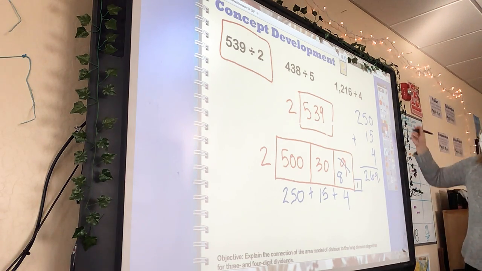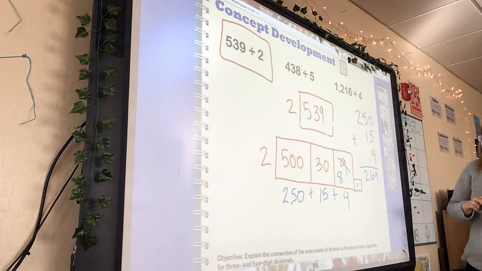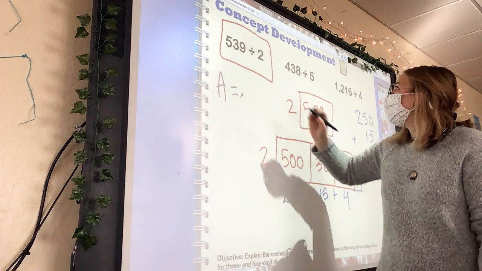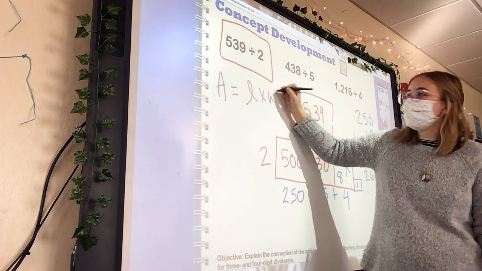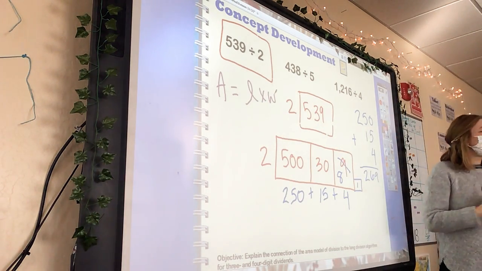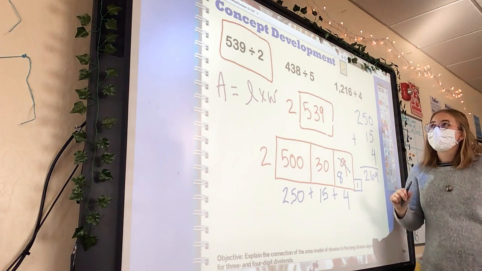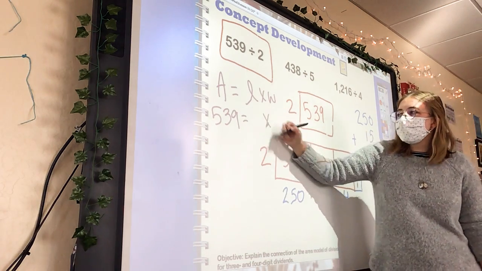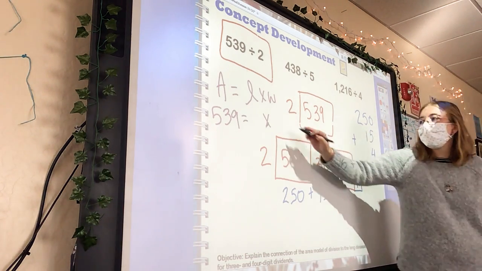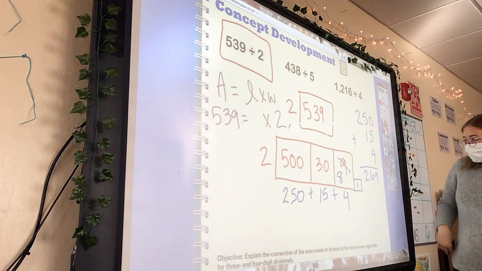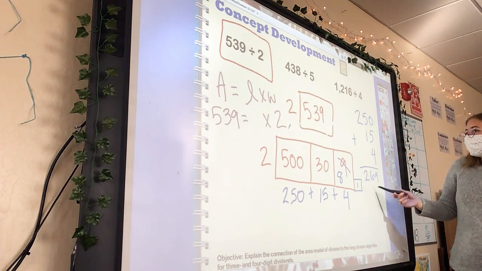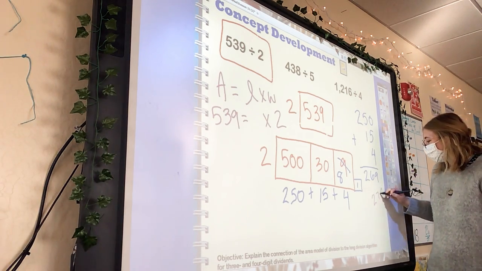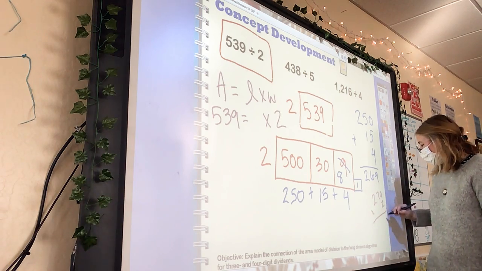All right. So thinking about the area formula, okay? Area equals length times width. In this problem, class, what's the area? 539. What was the width? What did we divide by? 2. And then our length, okay, was 269. Okay, let me do something really quick though, just to make sure.